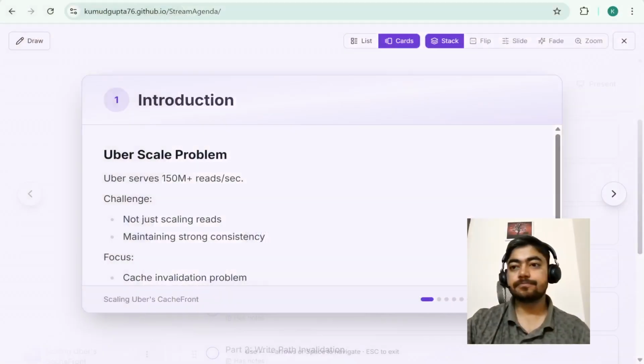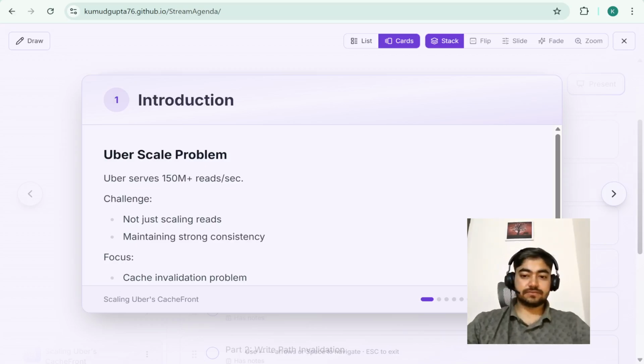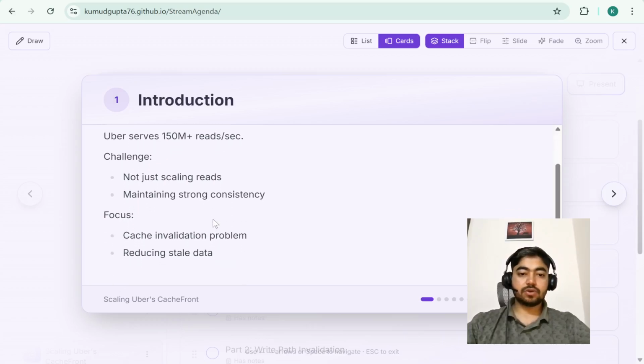Okay, so it's not just about scale, it is about consistency. Uber serves more than 150 million reads per second. That's massive. But the real challenge is not about scaling, it's about maintaining consistency, because once you introduce caching, you risk serving stale data. So in this video, we will understand how Uber solves the hardest problem of system design, called cache invalidation.